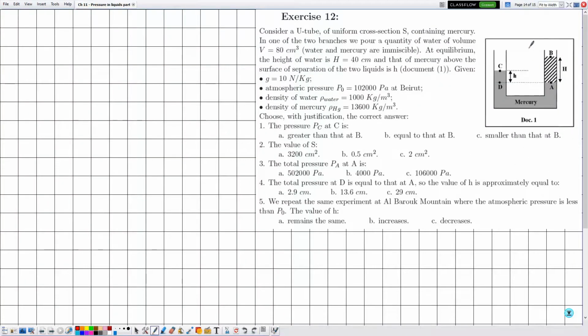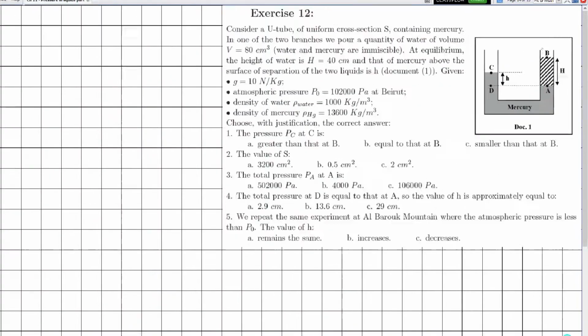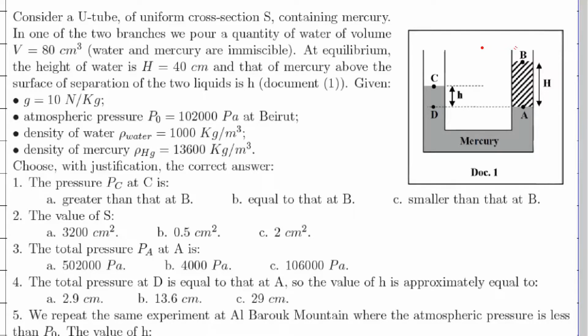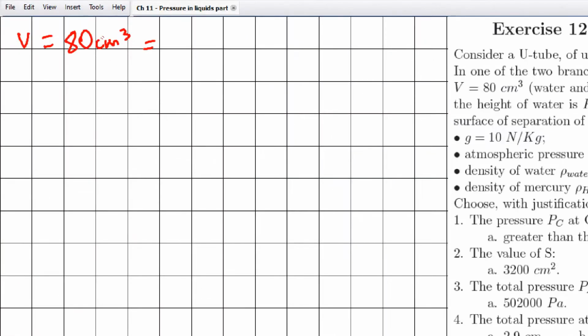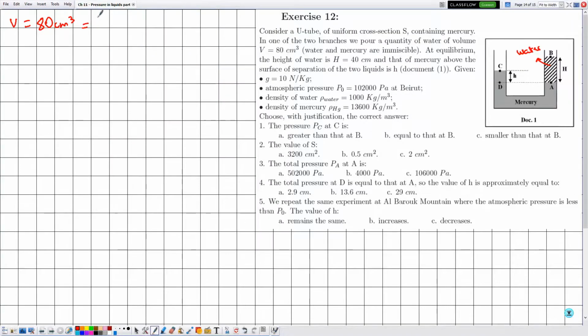Containing mercury, so in one of the two branches we put a quantity of water of volume V equal to 80 centimeter cube. So this is water, and the volume of this water is V equal to 80 centimeter cube. Knowing that centimeter cube is not the SI unit of volume, in order to convert from centimeter cube to meter cube, we simply multiply by 10 to the power minus 6. Then 80 multiplied by 10 to the power minus 6, so the volume of this quantity of water is 8 times 10 to the power minus 5 in the SI, which is meter cube.